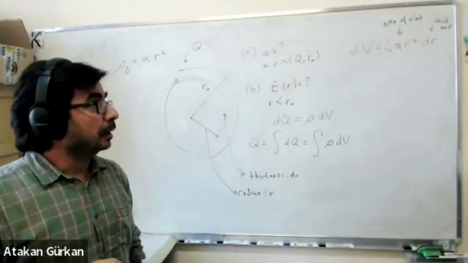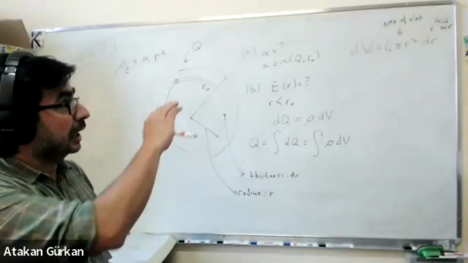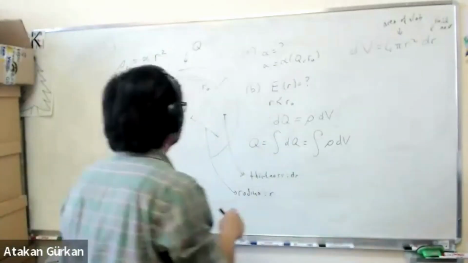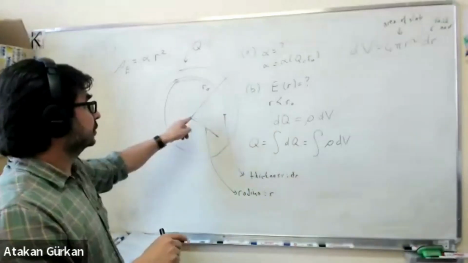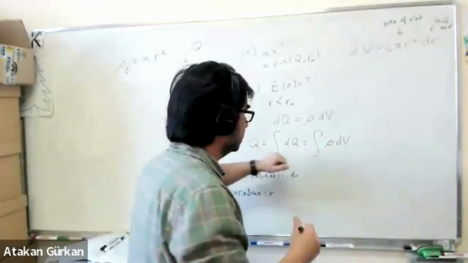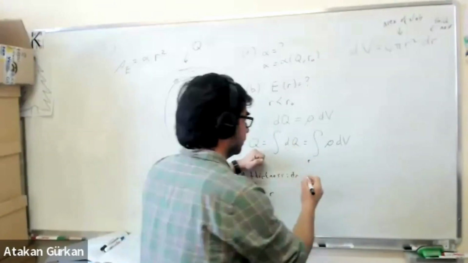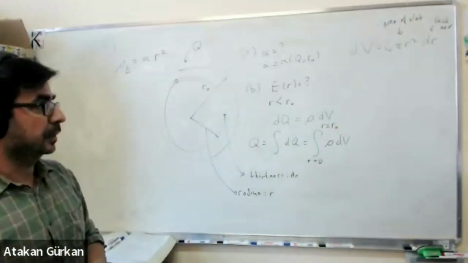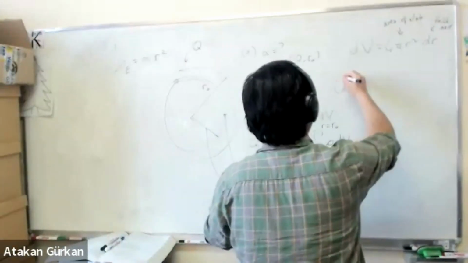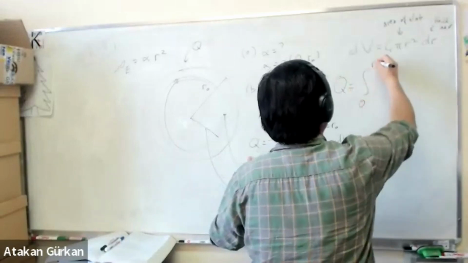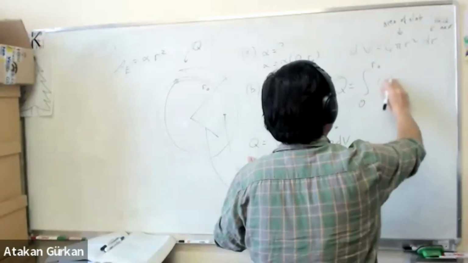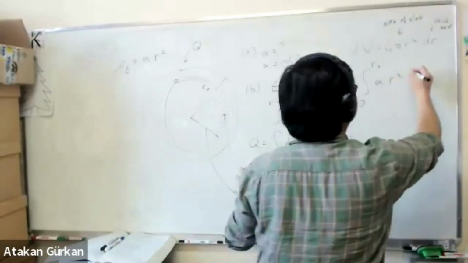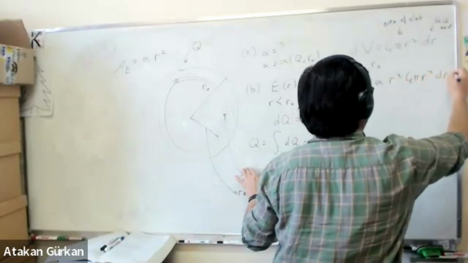Okay. Right. So I take this and put this in. And the way I cover the sphere by using these little dVs is if my r, the radius of those little spherical shells, goes from 0 to the radius of the solid sphere. So Q then becomes an integral from 0 to r0. Let's write it in the order over here: alpha r squared times 4 pi r squared dr.